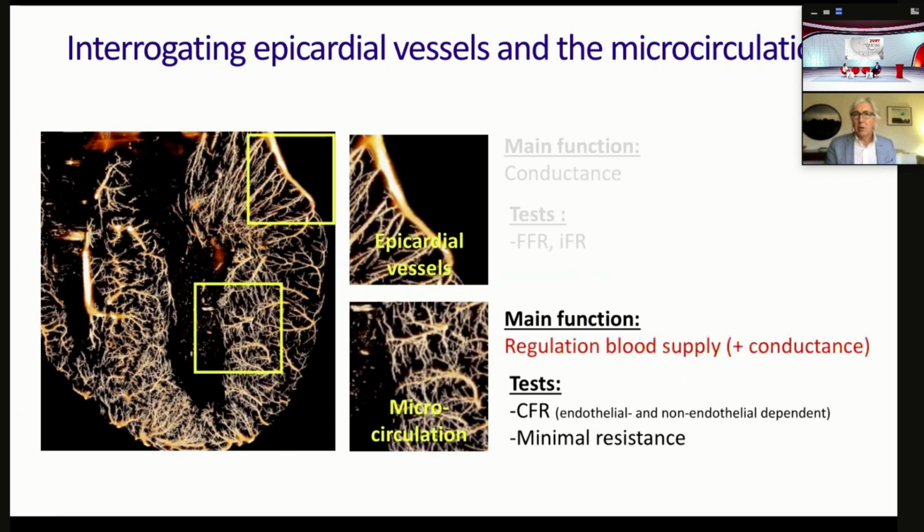But when you look to the microcirculation, the main function that the microcirculation has in the first place is regulation of blood supply, matching blood supply to requirements of myocardial oxygen. And for that reason, you need tests that are able to explore the dynamicity of the coronary microcirculation in this regulation, but you also need to have tests that look to conductance, because like the epicardial vessels, you may have a problem in the conductance of the microcirculation if the network has a loss of capillary density, or if you have thickening of the arterioles, for example.